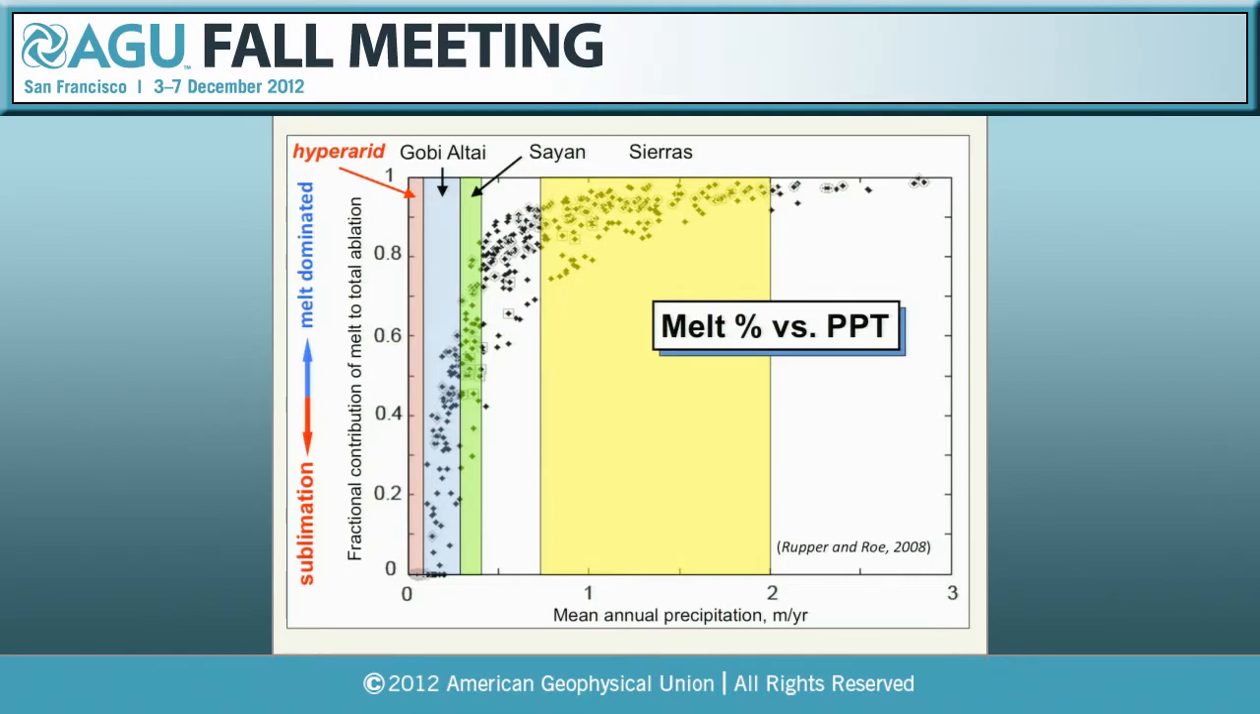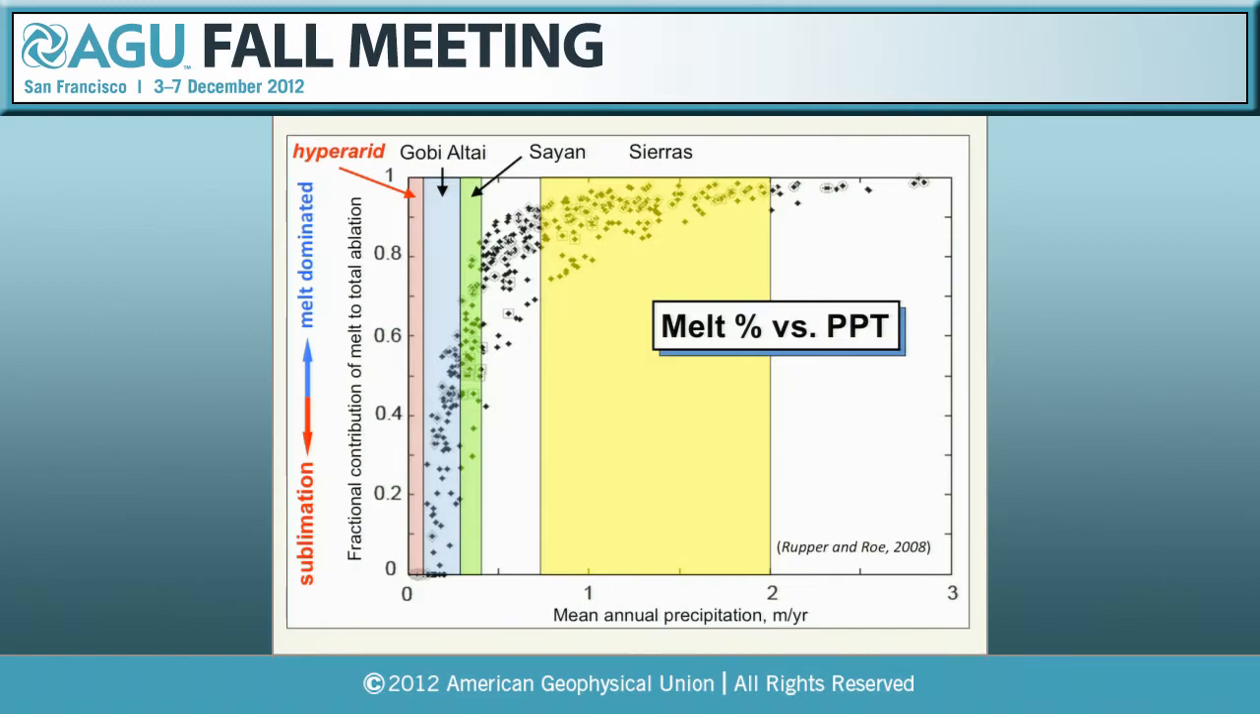And this is Summer Rupper's PhD thesis, and she looked at change in ELA in Central Asia. And the reason to study Central Asia was that it's a huge land mass, and it has a lot of glaciers, and also it has very diverse climate variables, and temperature changes very greatly from place to place.